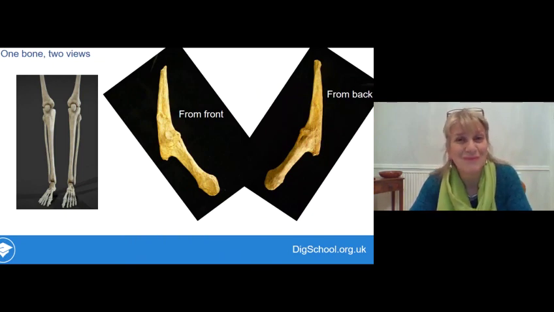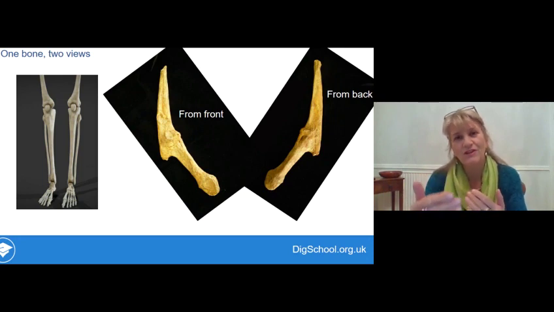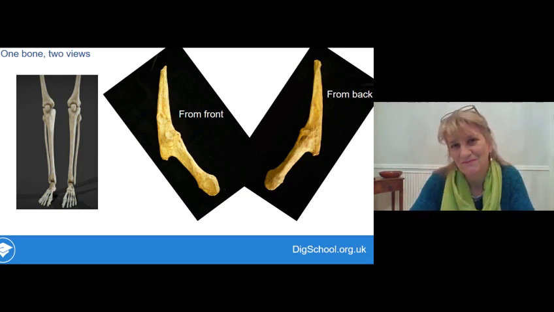So here's the next example. Have a look at that and see if you can think where that's from and what's unusual about it. This is 2 photographs of the same bone, one from the front and one from the back.